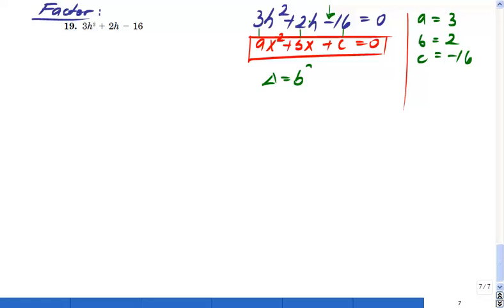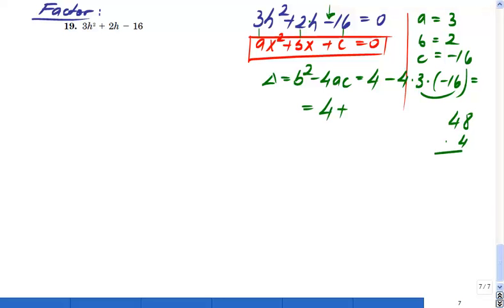Okay, next step. Find your discriminant, which is b squared minus 4ac. This one equals what? B squared is 4, minus 4 times a, which is 3, times c, which is negative 16. Negative negative will be positive, so I have 4 plus 4 times 3 times 16. 3 times 16 is 48, multiplied by 4 is 192, right? I hope I got it right.